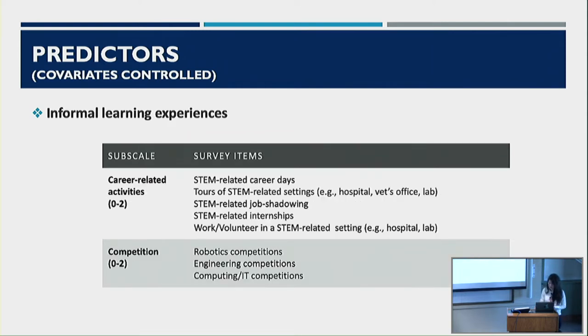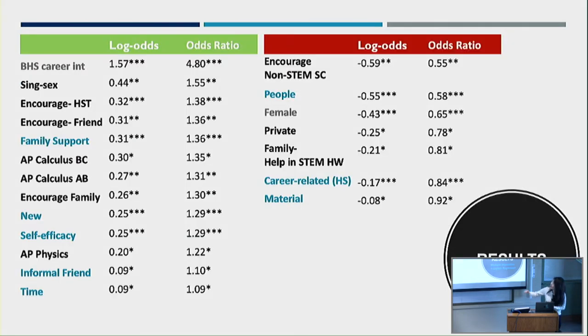And we also looked into career-related activities, whether they participated in any internship, job shadowing activities, career days, or competitions. Did they participate in any STEM-related competitions? These were all the variables that had significant association. Then I used multiple imputation and logistic regressions, and I will just go through some of the key points.